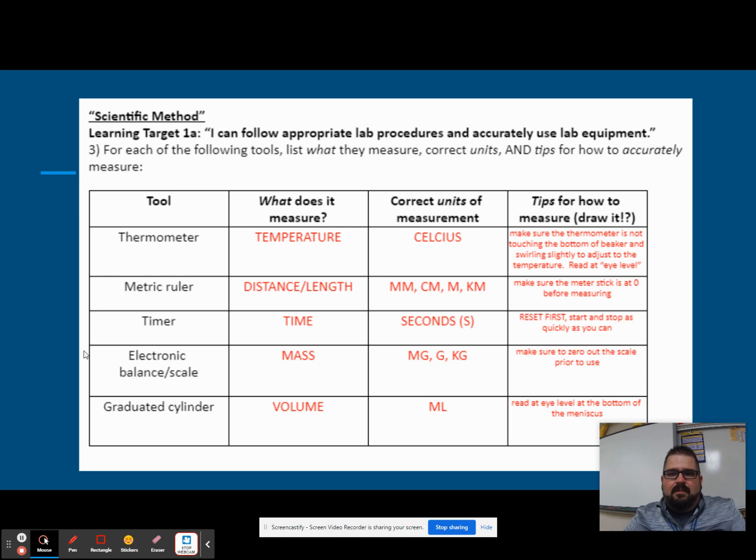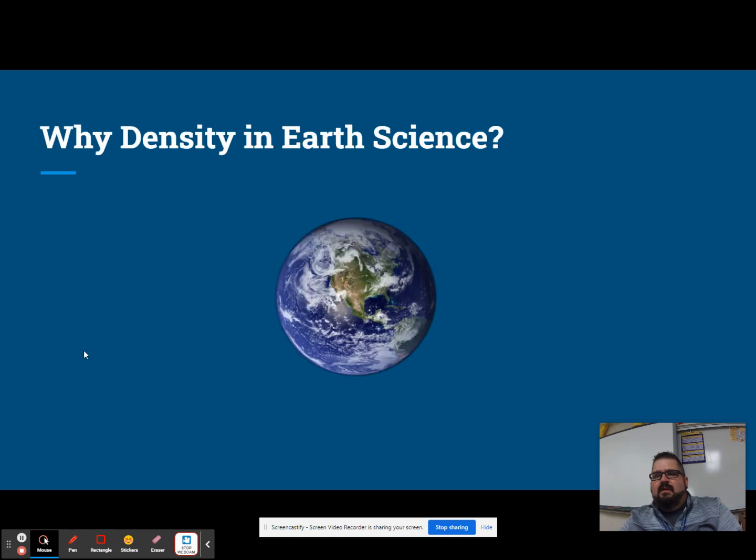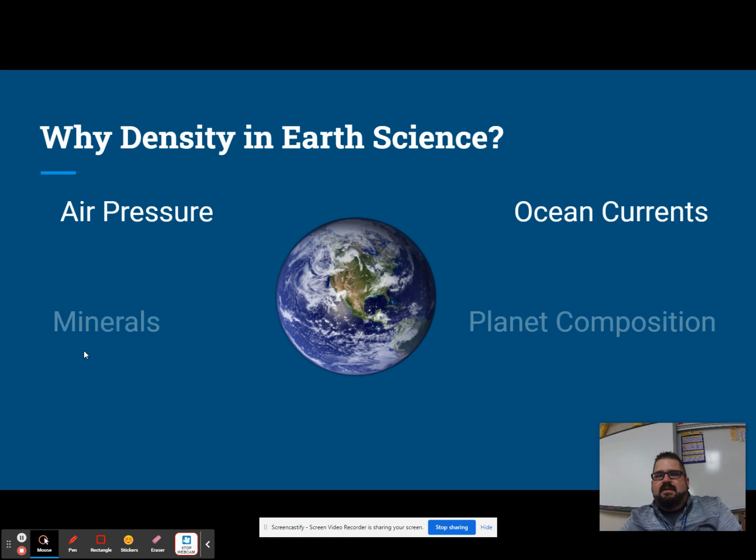So we're going to wrap up the lab. We're going to fill this part out of our study guide. Make sure to turn in the lab when you return. Then we'll get into density. So I can calculate the density of an object. We'll go through and talk about why density.